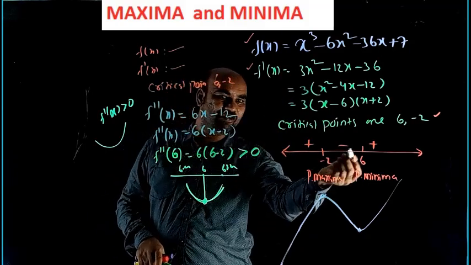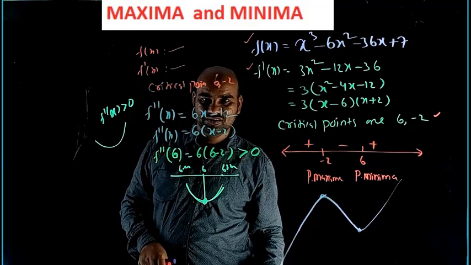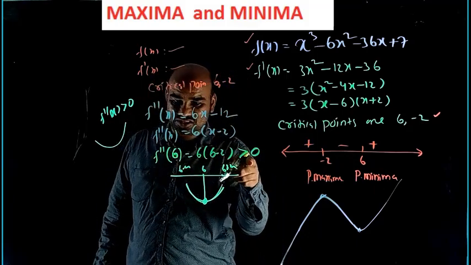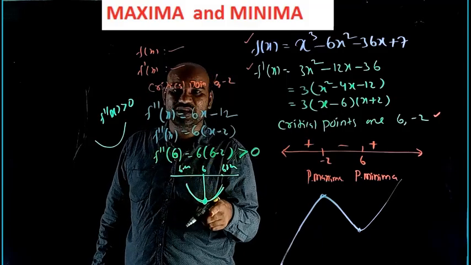So that is what you get here. Understood? If f double dash of 6 is greater than 0, then 6 becomes the point of minimum.